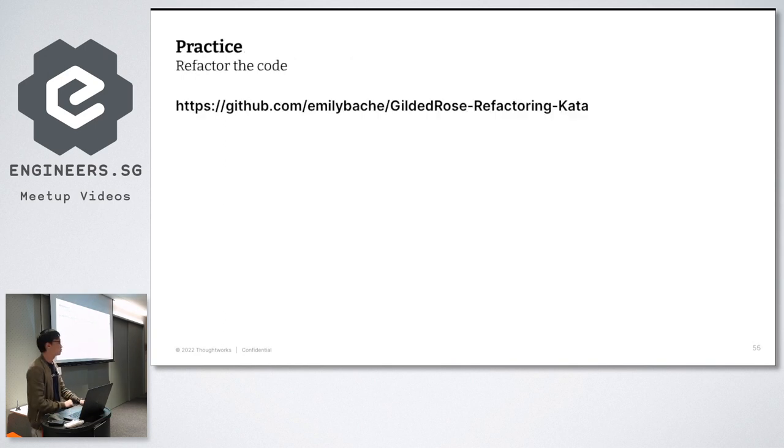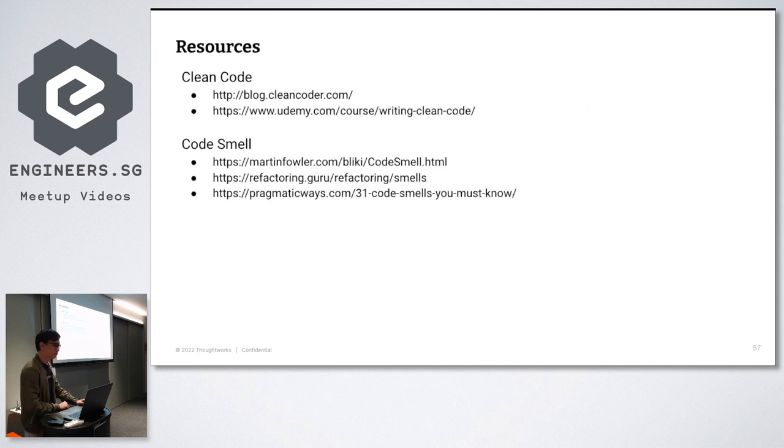And the next one is a Git repo. You can go to this Git repo and practice refactoring code. It is written in many languages, so you can pick the programming language that you prefer. The Git repo intentionally contains bad code, so your main responsibility is to refactor it. Okay, these are some of the resources that we use in our slide.